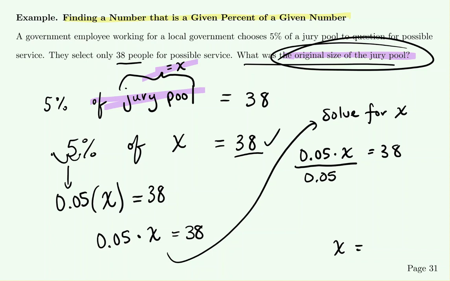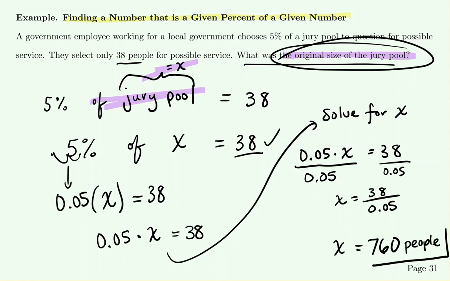Imagine two scales that are equal. You can't remove something from one scale without removing it from the other scale also to stay equal. At this point, we would get x is whatever 38 divided by 0.05 is. We would do this in our calculator. I recommend you pause the video and take that calculation. Whenever we type this into our calculator, we would get 760, and we know these were people on the jury pool. So the original size of the jury pool was 760 people.